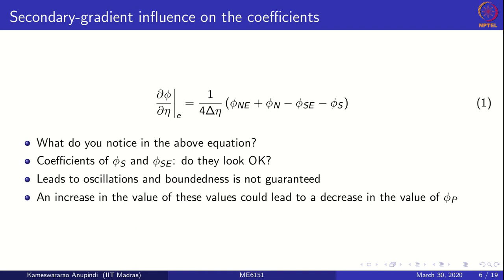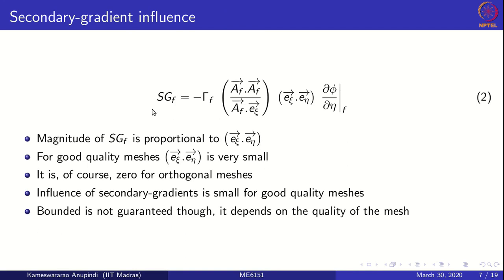So let us see what is the total value of the secondary gradient. It is not just partial phi partial eta, right? So essentially if you write what is the secondary gradient value, that is SGF equals minus gamma f AF dot AF by AF dot xi dot E eta partial phi partial eta on the face east, right? This is the total value of the secondary gradient.